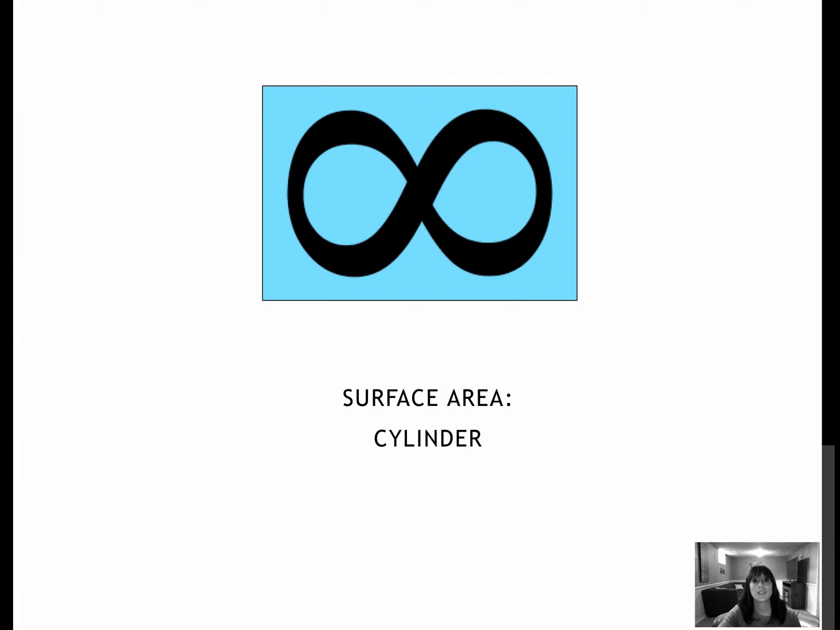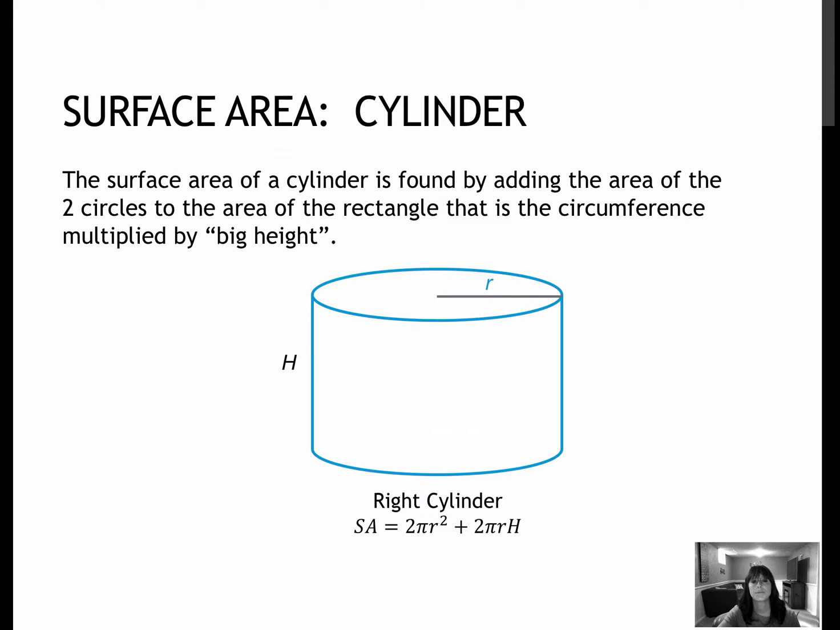This lesson is on the surface area of a cylinder. So again, surface area is finding the outside, essentially, so the area of all of the surface that touches the outside air. So we know that in a cylinder we have two circles, one on the bottom, one on the top. So pi r squared is the area of a circle. We're going to take two of those.